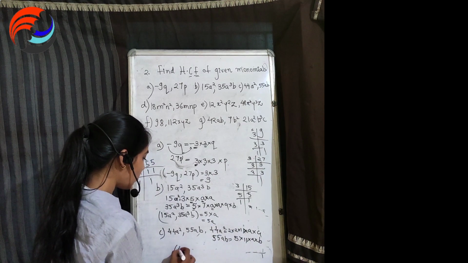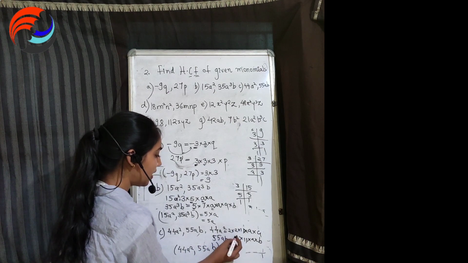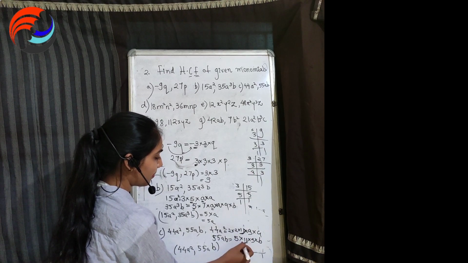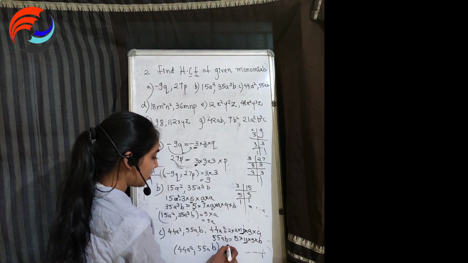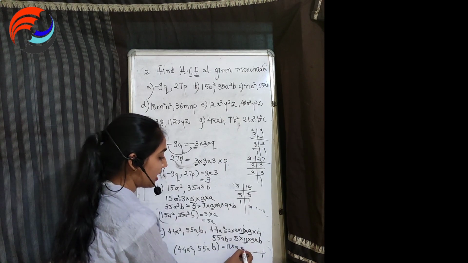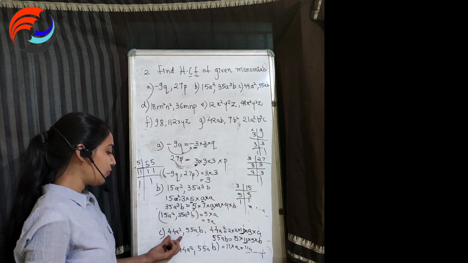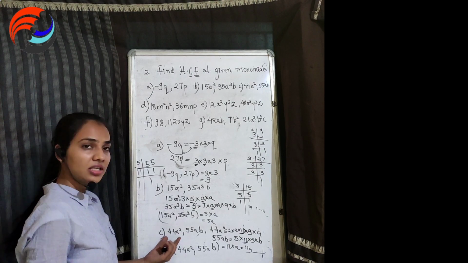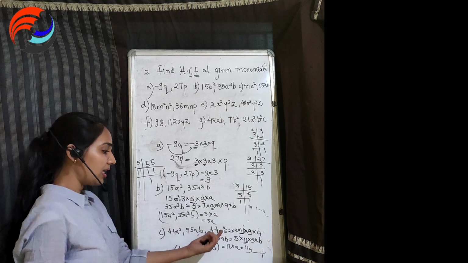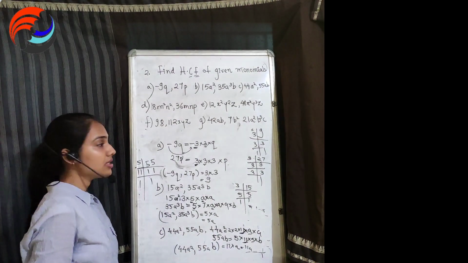So the H.C.F of 44 a square and 55 ab: look, a is coming here and here, and 11 is coming here and here. So what we observe, 11 multiply a, so 11a is the highest common factor. Look, 44 a square, when we observe it, will be divisible by 11a, and 55 ab will also be divisible by 11a. So 11 5s are 55, a will get cancelled. So this is the way.